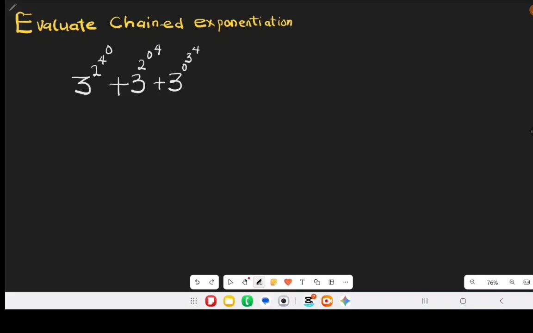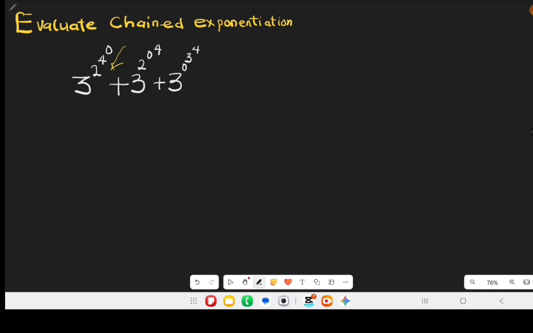Today I'm going to show you how to evaluate chain exponentiation, or power tower, which we also call iteration. If you have this type of question, you solve from the third power, from the top to bottom. You don't solve from bottom to top.